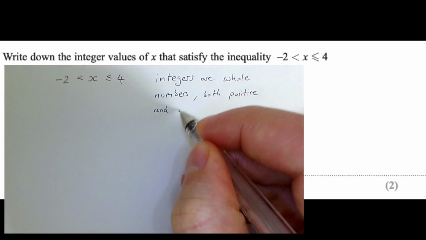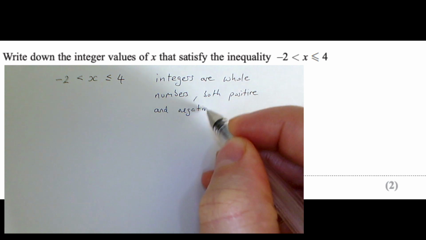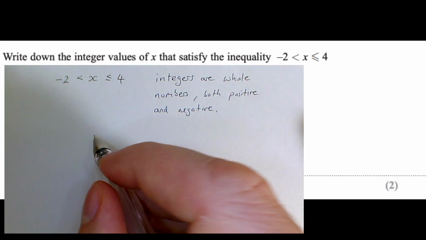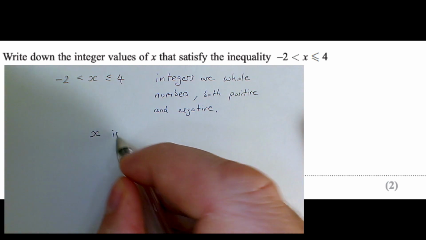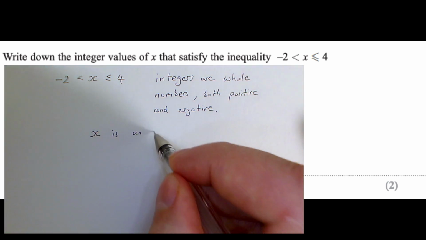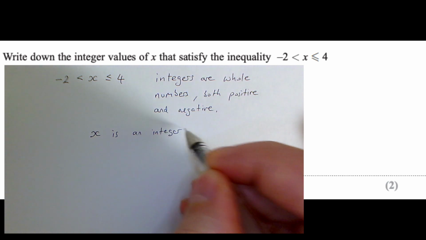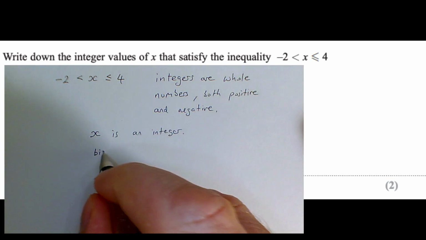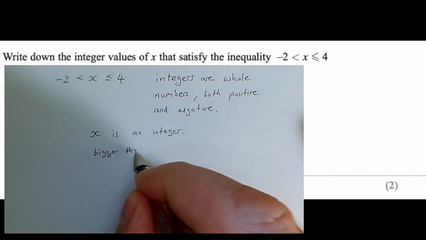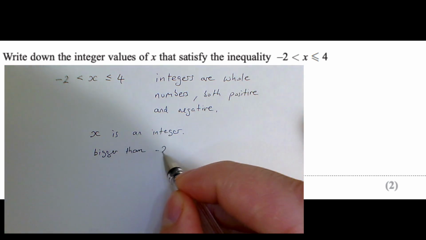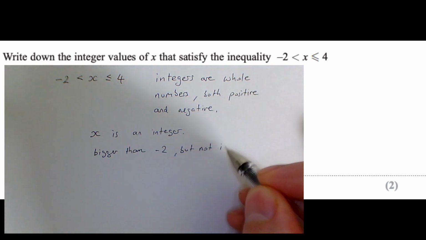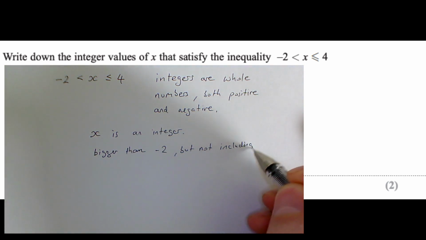Well, a number that is greater than -2 but not equal to -2 would be -1, and clearly I can keep going up until I get to 4. So here we go. So x could be -1, it could be 0, it could be 1, it could be 2, it could be 3, and it could also be 4 because it's allowed to be equal to.